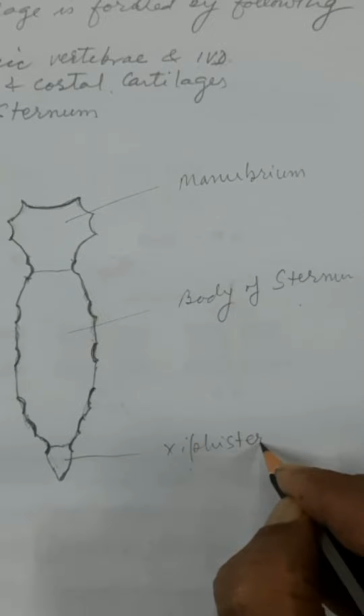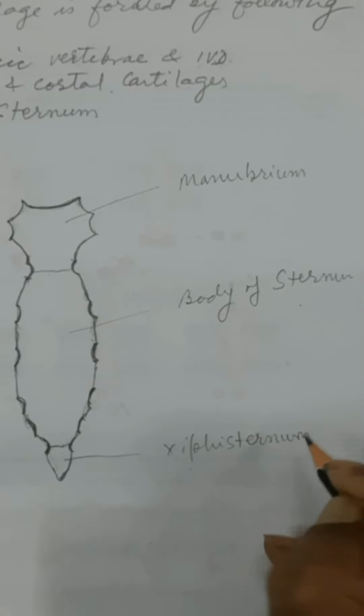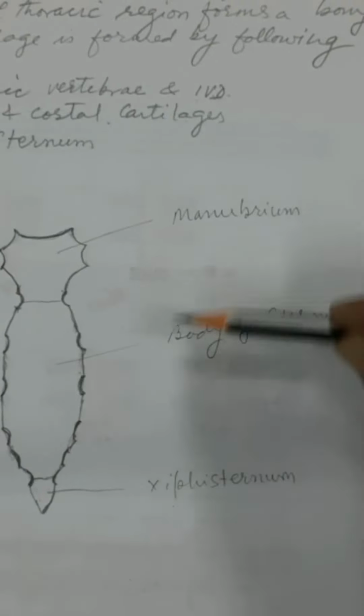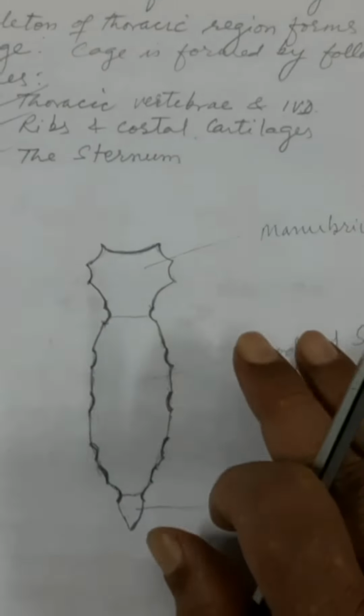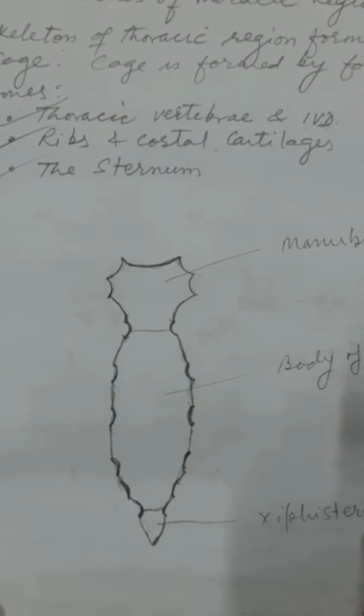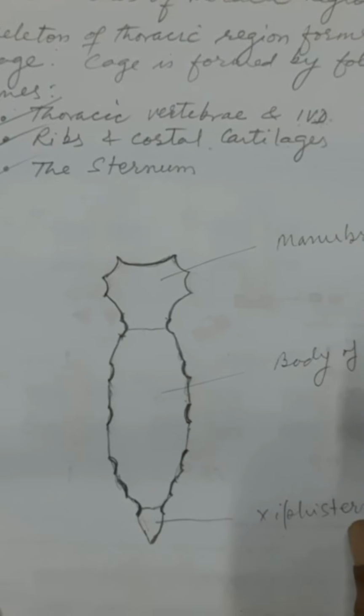Sternum. This is now known as G.P. Just note down, draw a rough diagram and note down the 3 different parts of the sternum.